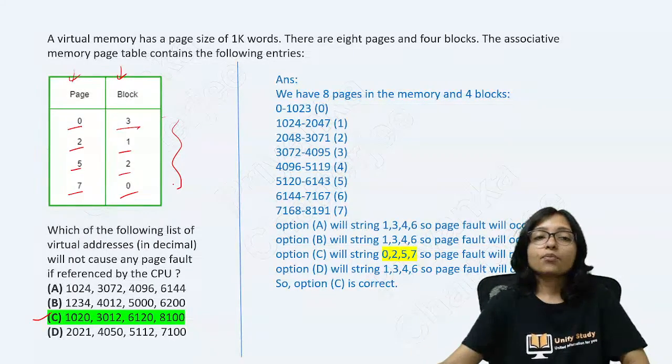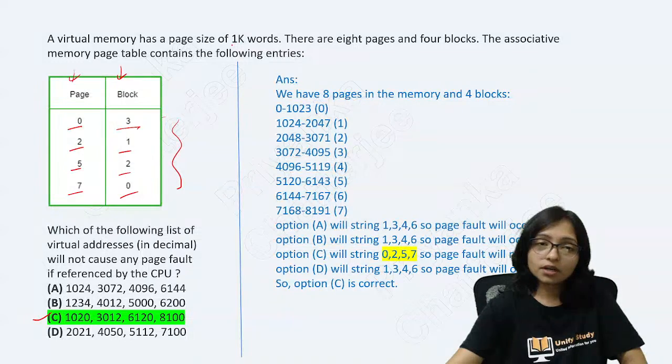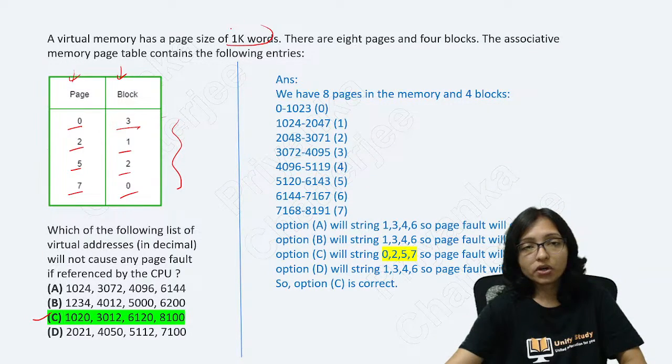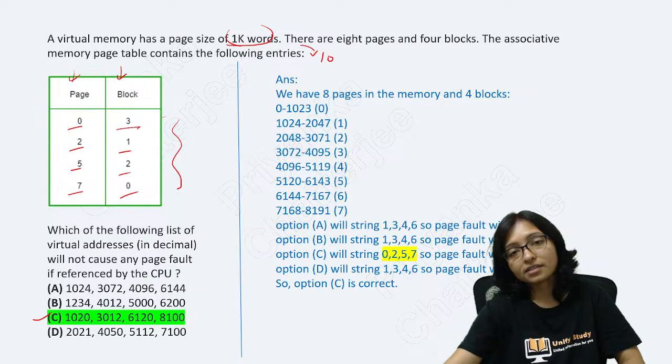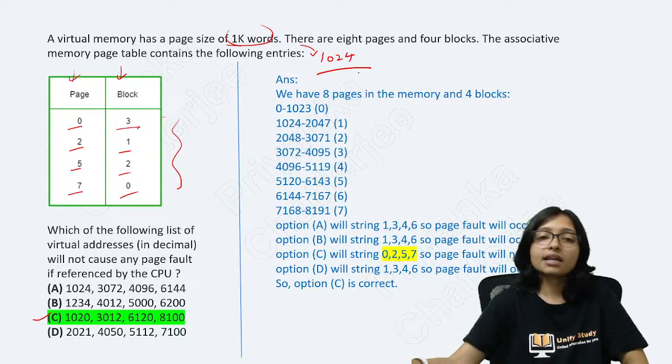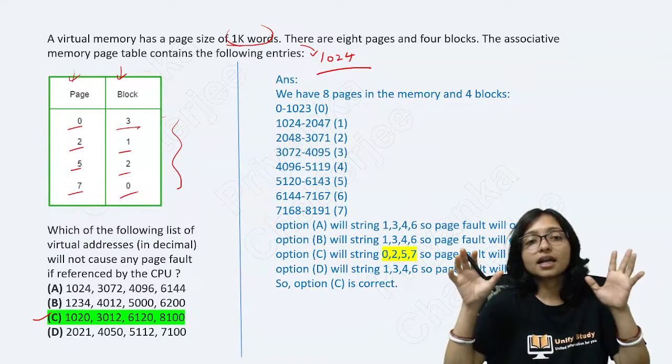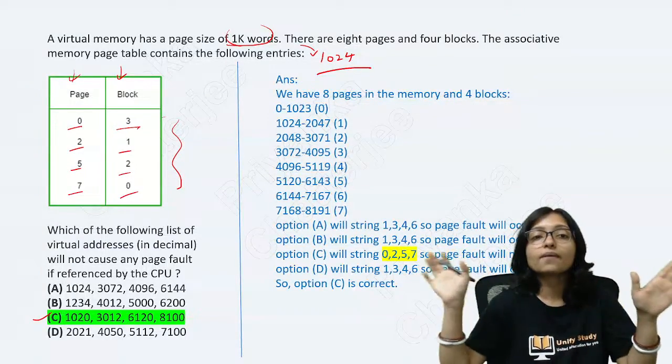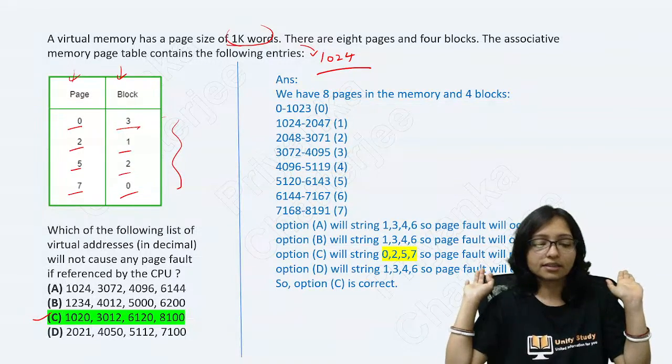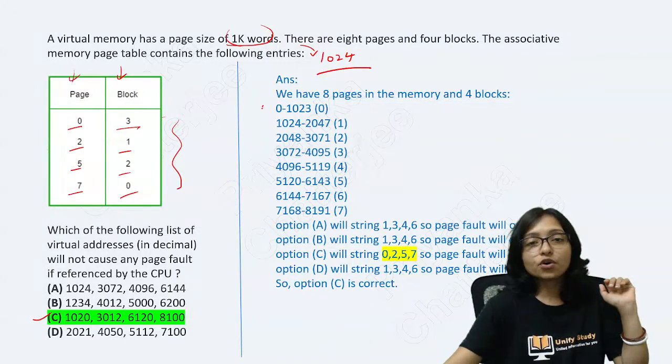And now from the question only, you have to create the pages. The page size is 1K words. 1K means what? 1024. So each and every page contains 1024 lines in total. You can think like that. So 0 to 1023 is in page 0.